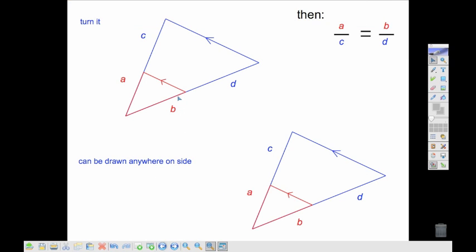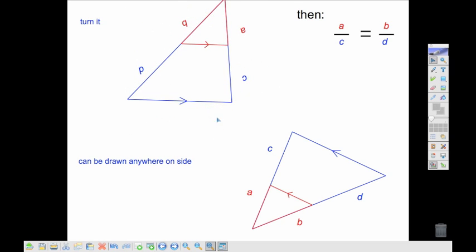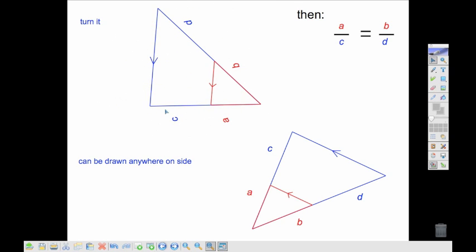So notice the orientation of this could be however it needs to be. It could be the parallel sides are on the bottom, or we could turn it on its side like that, just as long as we have those parallel sides and the parts. We can also think about this as being drawn anywhere on the side. That relationship is still going to be true, the A over C, B over D, however small or big that inner triangle is.